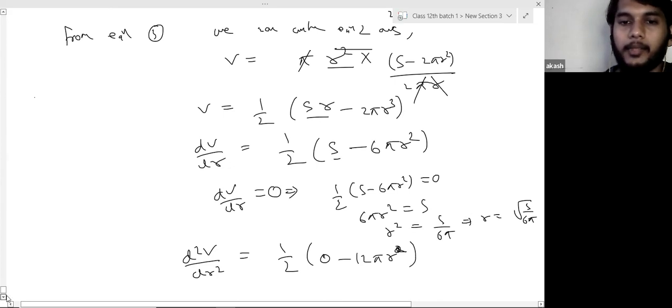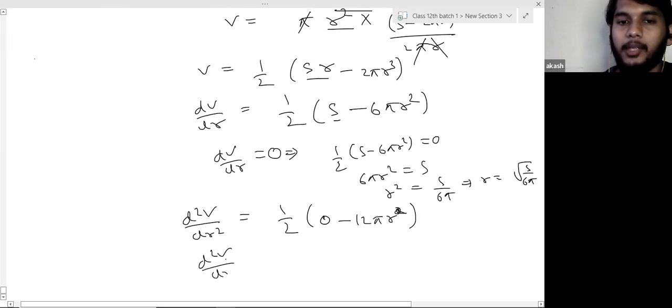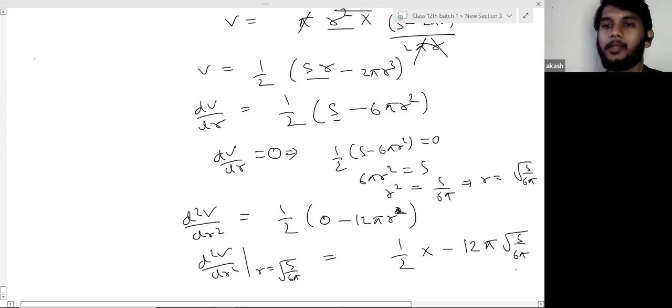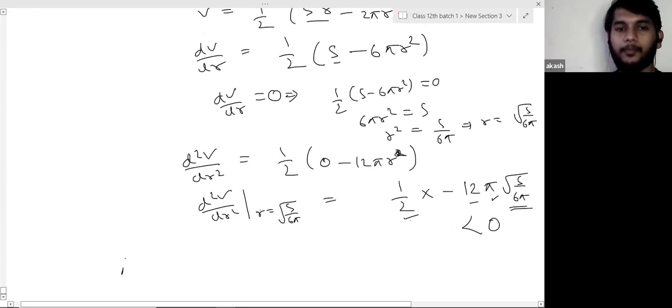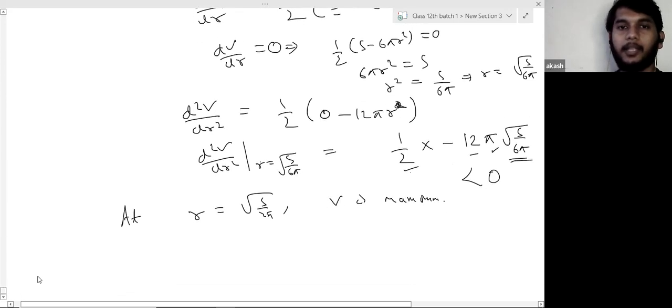All right. So we can see d square V upon dr square at r equals under root S upon 6 pi equals half into minus 12 pi into under root S upon 6 pi. So this thing is always positive, pi is always positive, 12 is always positive, half is always positive. So this whole thing is always negative, less than 0. So we can say at this r, V is maximum. All right. So if r is this, you can find the value of h.